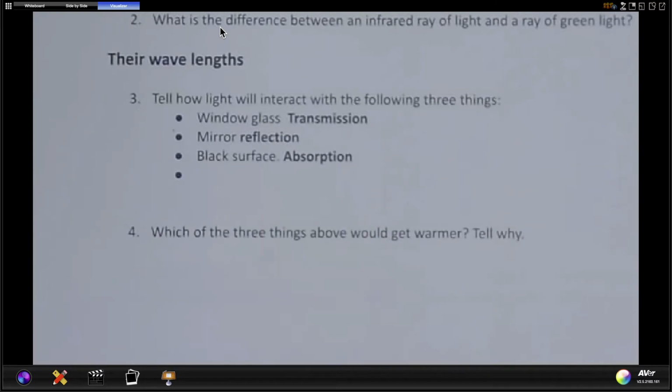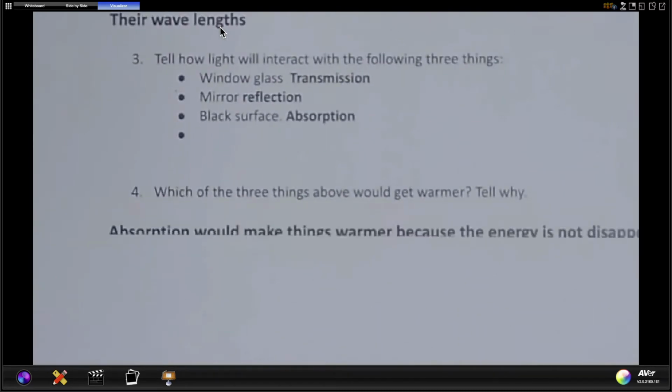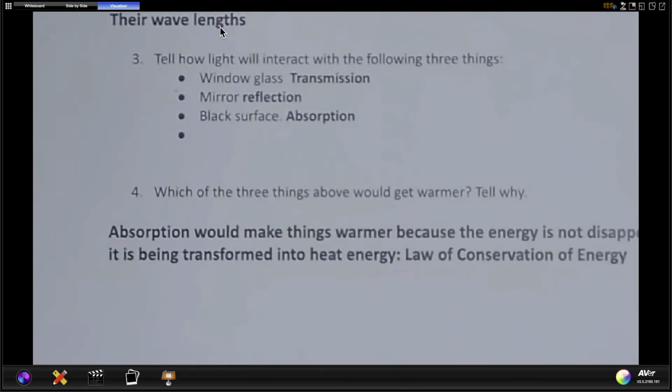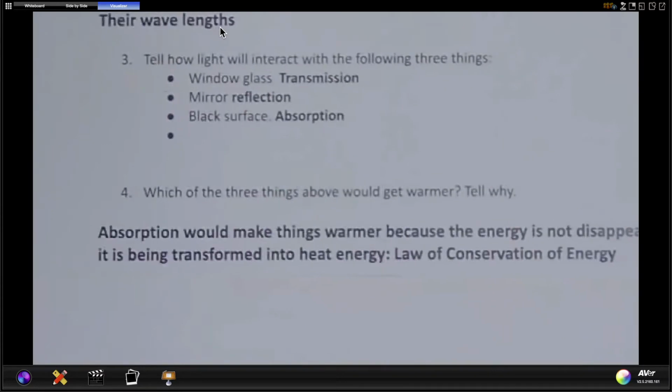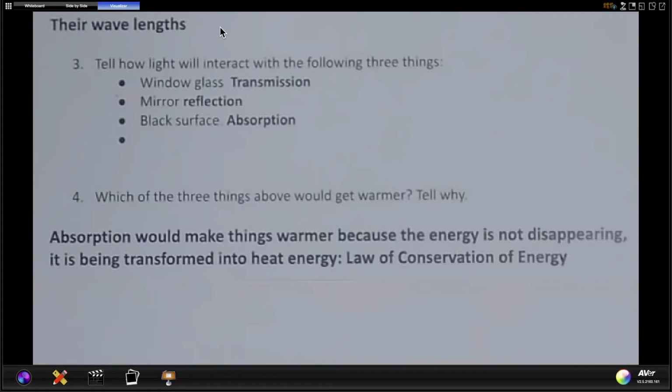So the next one, which of the three things above would get warmer, and tell why? Well, the one that's going to get warmer is going to be the black surface. And because it absorbs. So absorption makes things warmer because the energy is not disappearing. It is being transformed into heat energy.